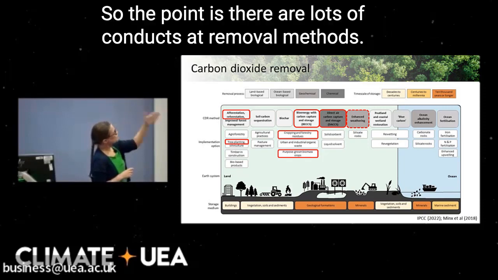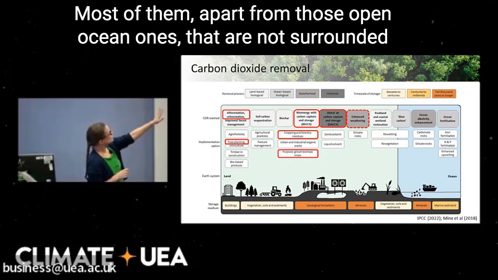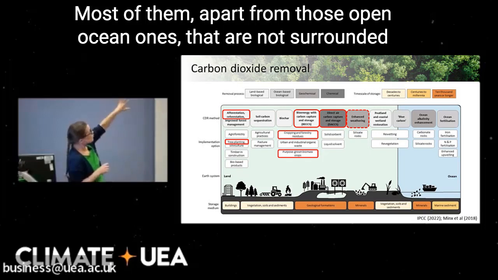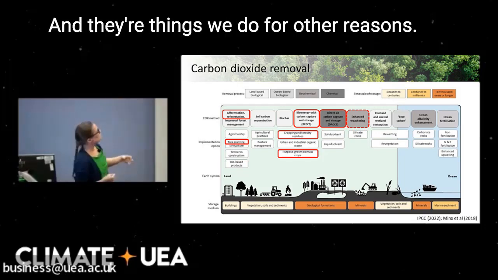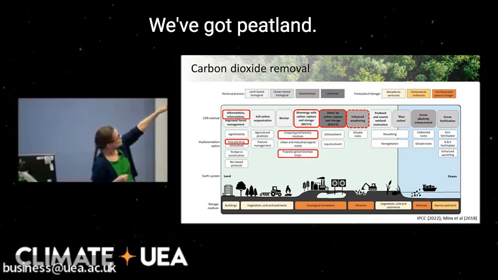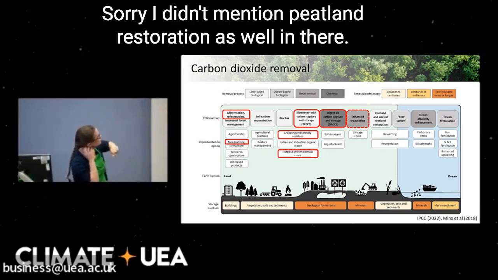So the point is there are lots of carbon dioxide removal methods. Most of them, apart from those open ocean ones that are not surrounded in red, in fact, are things we do today. And they're things we do for other reasons. They have other co-benefits. We've got peatland, sorry, I didn't mention peatland restoration as well in there.